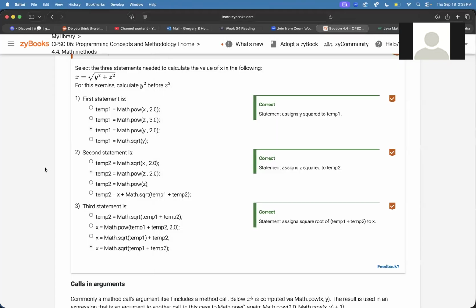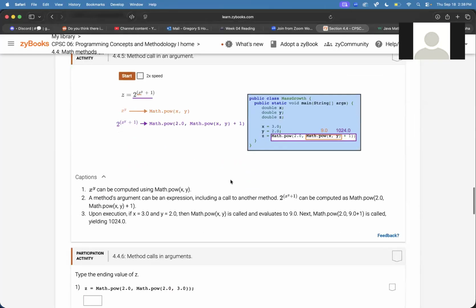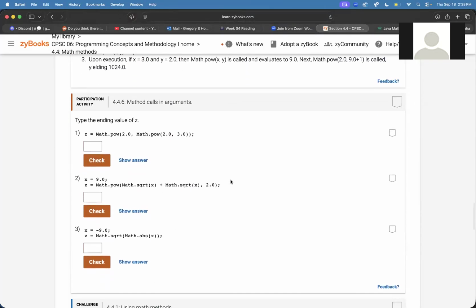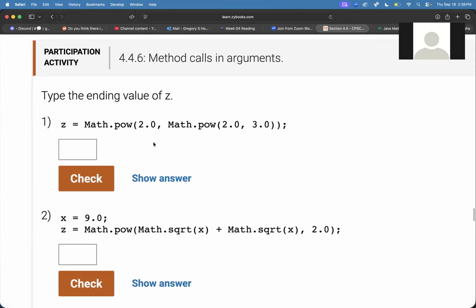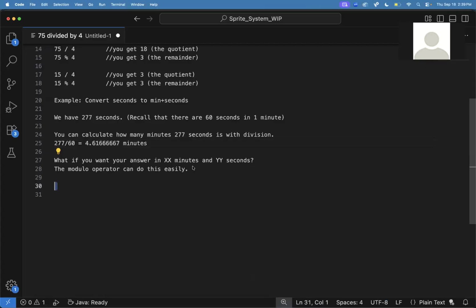Nevertheless, that's the point, is that you can put powers and powers or whatever, and it's fine. Okay. Now, for figuring these out, you would have to sit and think about them or just put them into Eclipse. You would work these out from the inside out. So like Math.pow(2, 3), that's 2 to the third, which is 8, right?